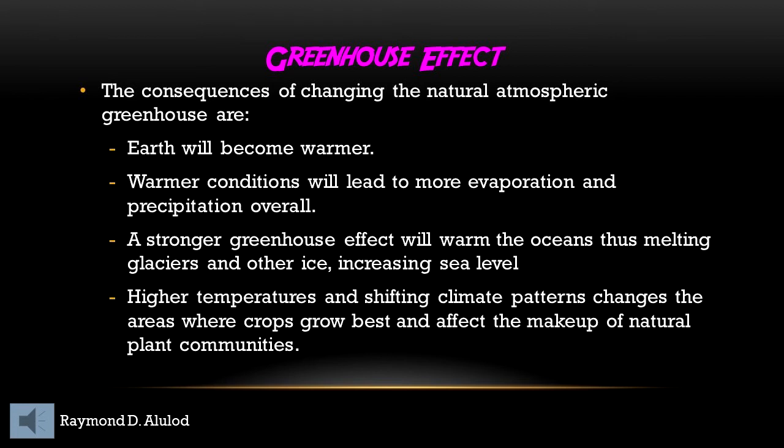A stronger greenhouse effect will warm the ocean, thus melting glaciers and other ice increase the sea level. Dahil nga mas umiinit ang ating mundo o yung surface ay unti-unting natutunaw yung mga glacier o yung mga yelo mula sa North at South Pole. Dahil doon, tumataas ang ating sea level at maaring madaming lugar sa buong mundo ang lumubog.